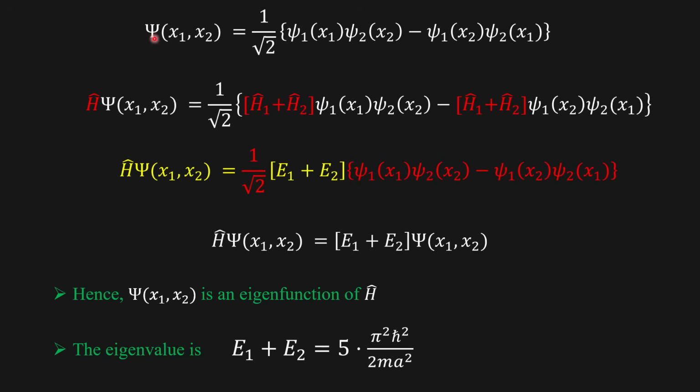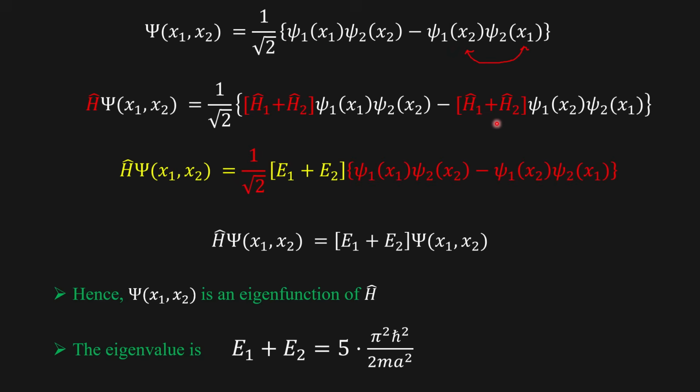So we have seen that psi of x1, x2 is equal to 1 over root 2 times psi 1 of x1 psi 2 of x2 minus psi 1 of x2 psi 2 of x1. When x1 and x2 are interchanged, naturally we get a negative sign. When you swap the positions, you get a negative sign. Now, what will happen when the Hamiltonian, which is H1 plus H2, acts on this total wave function?